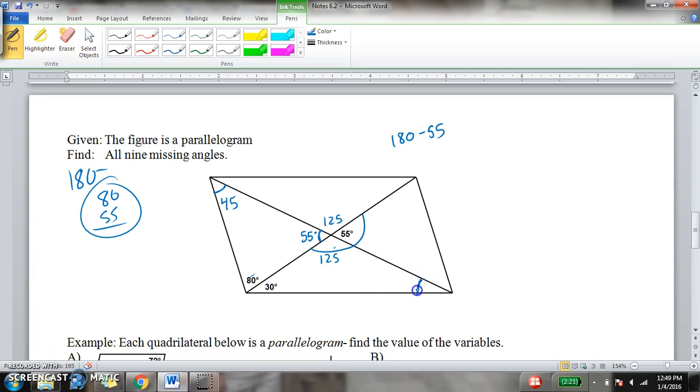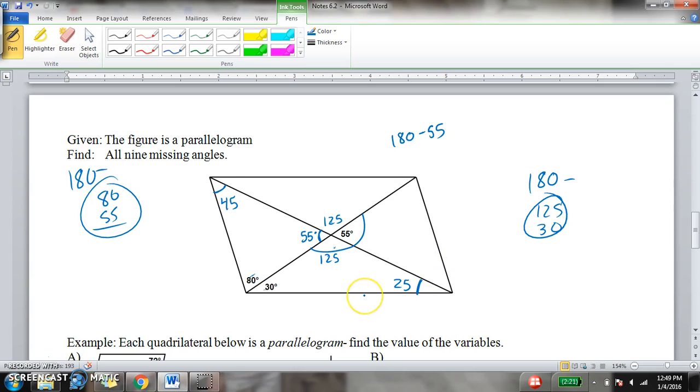Over here, to find this angle, we do the same thing. 125 plus 30. I add up the 2 angles that I have in this triangle, and then subtract that result from 180. When I do that, I get 25.